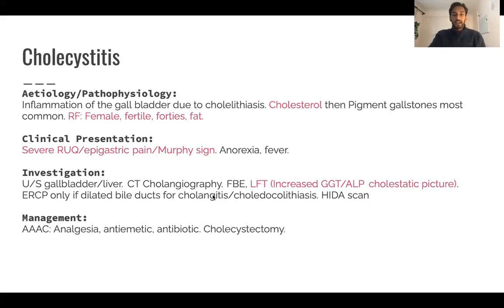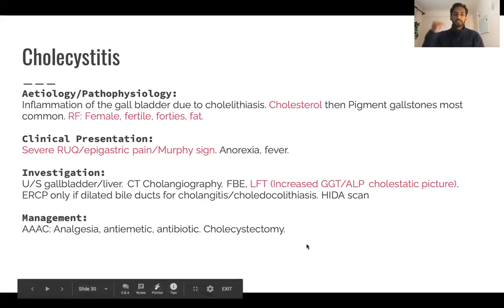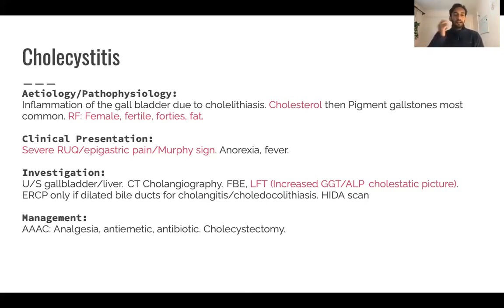On investigation, the main things you're looking out for, Monash just loves to give you LFTs. So if you see a high GGT or an ALP, as the table showed a few slides back, that's a classic cholestatic picture. But the most common thing you might do is really just an ultrasound because it's quick, it's easy, you can do it in clinic. But Monash isn't always super clinically relevant when it comes to it.